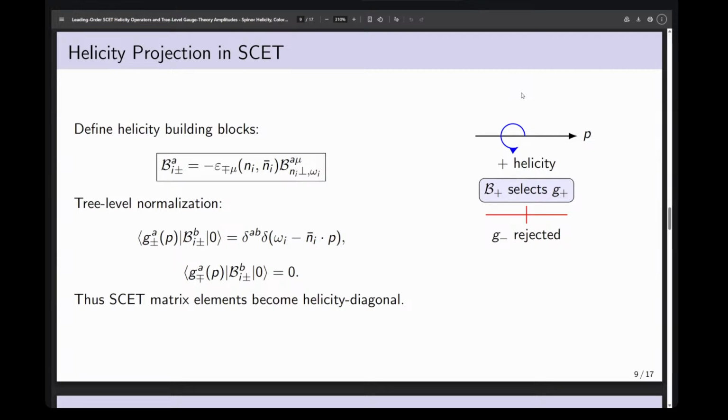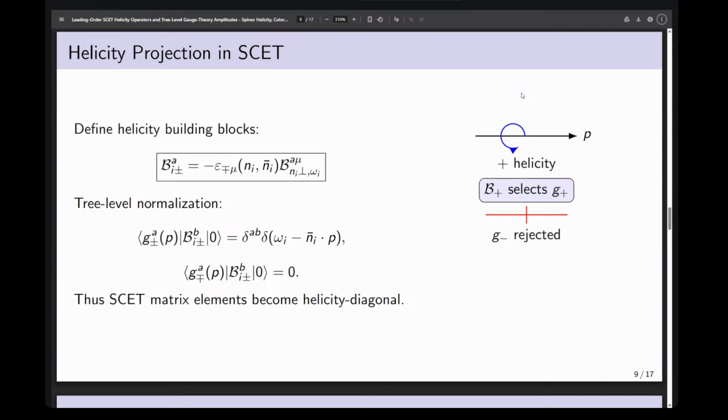Now, instead of working with many vector indices, we project onto helicity states. We define operators that correspond directly to plus or minus helicity gluons. The key result is that these operators only create states of a definite helicity. So the operator basis is already aligned with the structure of amplitudes.